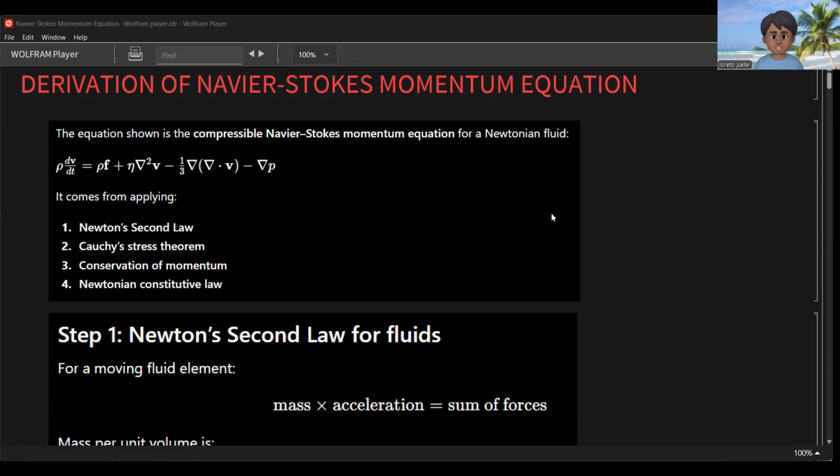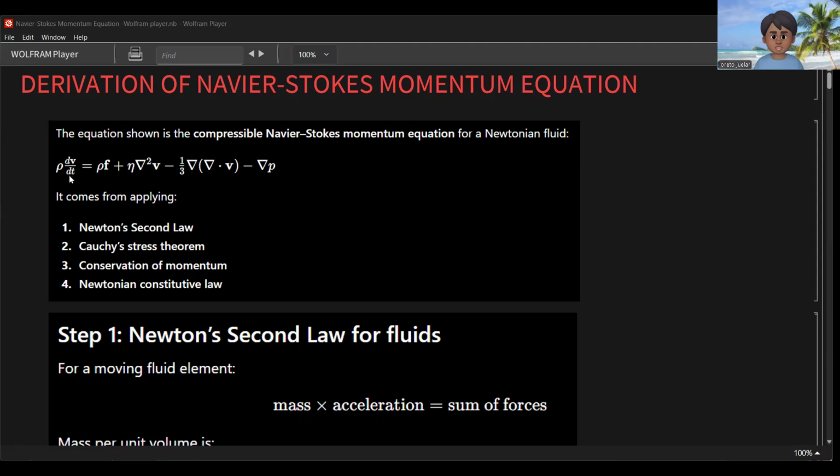Derivation of Navier Stokes momentum equations. The equation shown is the compressible Navier Stokes momentum equation for Newtonian fluid. It comes from applying Newton's second law, Cauchy's stress theorem, conservation of momentum, and Newtonian constitutive law.